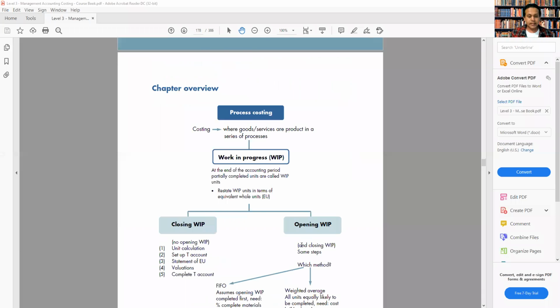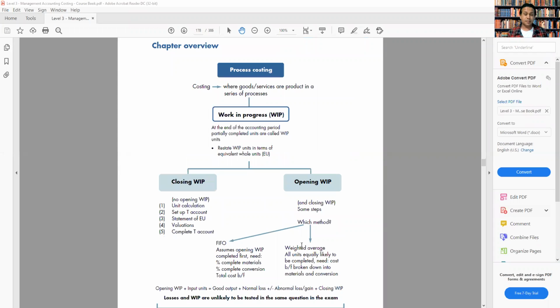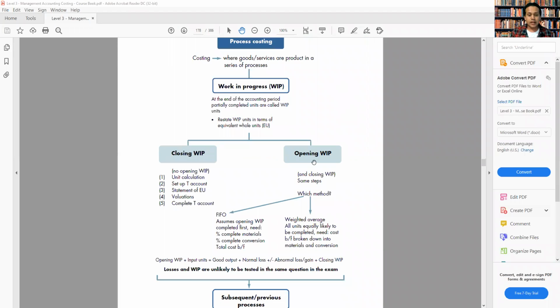So let's have a look at what we have in this chapter. We have work in progress, and the first is closing work in progress, closing WIP, and we also have opening WIP. I'm sure all of us know that whatever is the closing for the last period is the opening for this period. Whatever was the closing for the last month is the opening for this month. So if something is closing this month, it is opening for the next month.